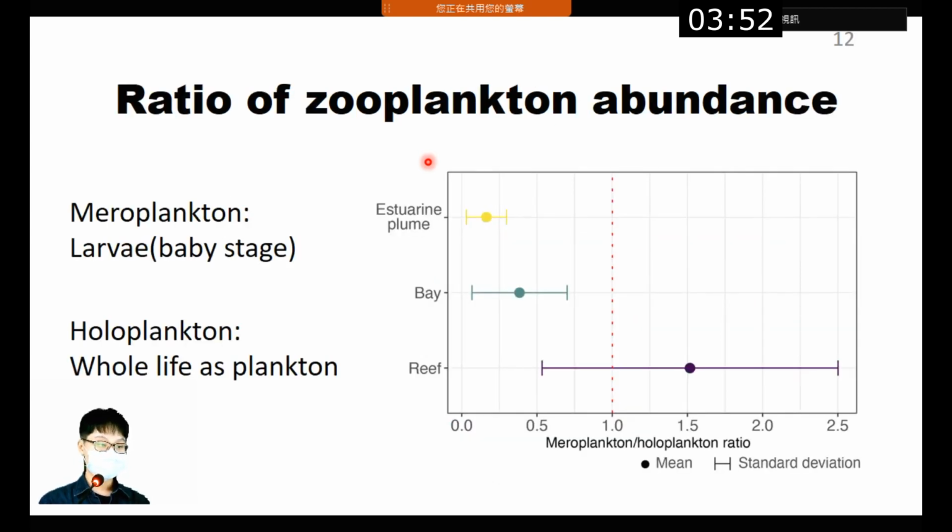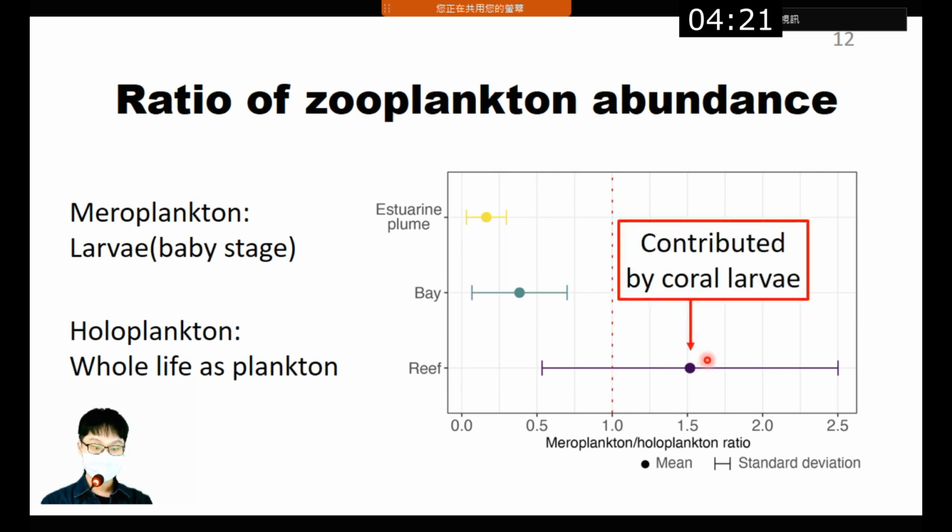Now, this is the ratio of meroplankton and holoplankton abundance. Meroplankton means larvae, the baby stage of some creatures. Holoplankton means a creature spends its whole life as plankton. We can see the reef area has the highest ratio, about 1.5, and the reason is that it is contributed by coral larvae.